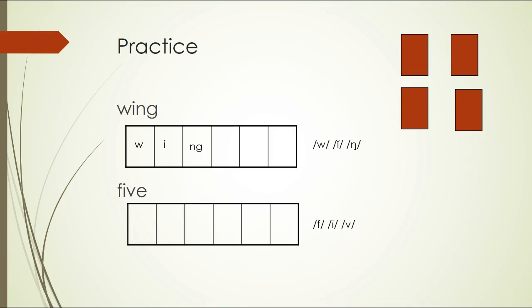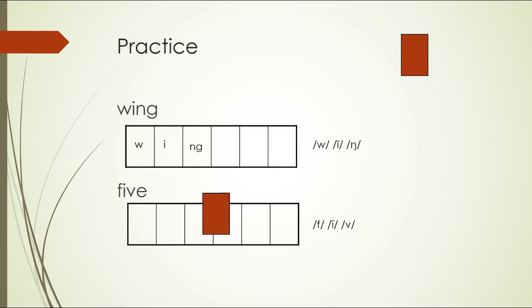Then if you take the word five, how many phonemes are in five? What do you hear? Oh, I lost the last one. So we have five. We have an F, an I, and then the V and the E. Five. Remember, magic E's are making the vowel say its name.